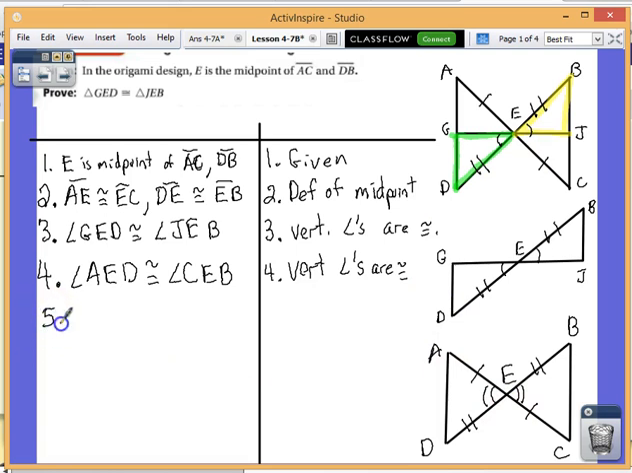However, now that I have that information, I can say that triangle AED is congruent to triangle CEB. And this is the one that would get marked wrong if you didn't have your corresponding parts matching up. Why are these two triangles congruent? Side, angle, side. It's really easy to see why they're congruent now because I've pulled them out of a drawing and I've just looked at them.